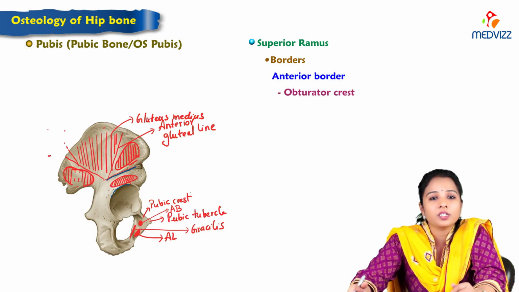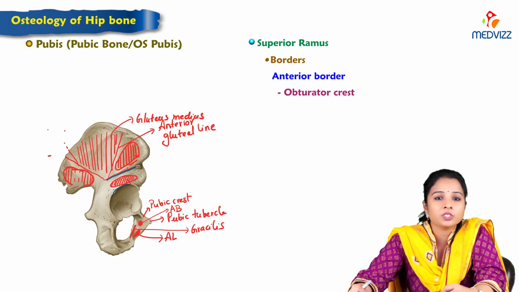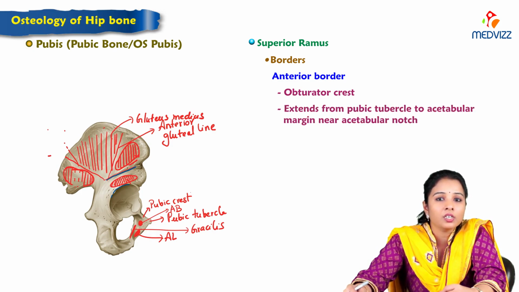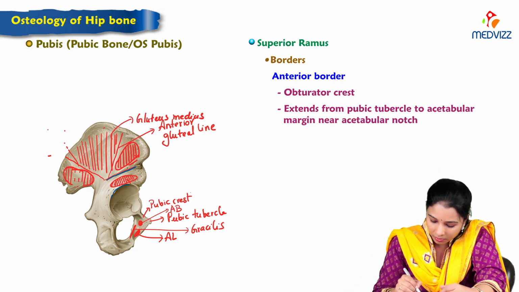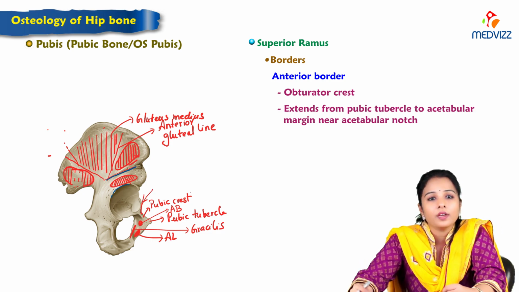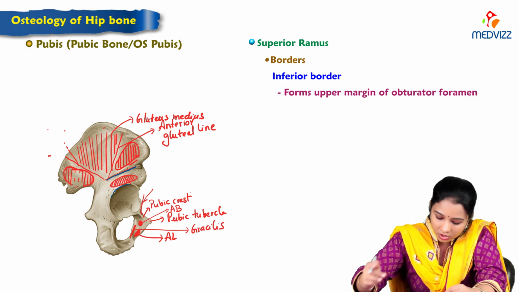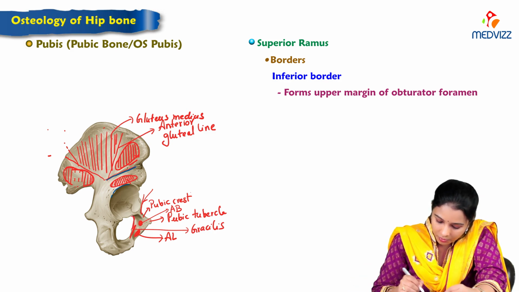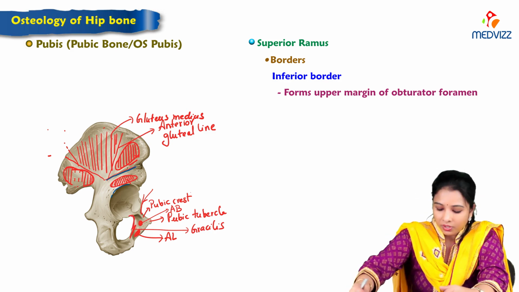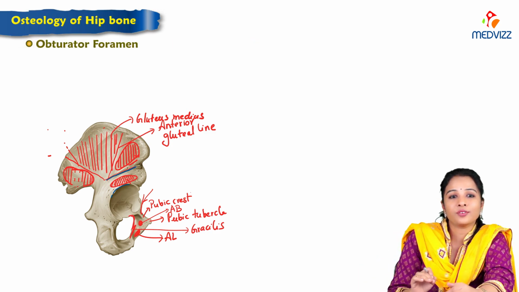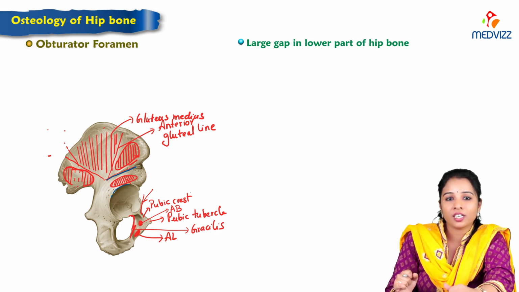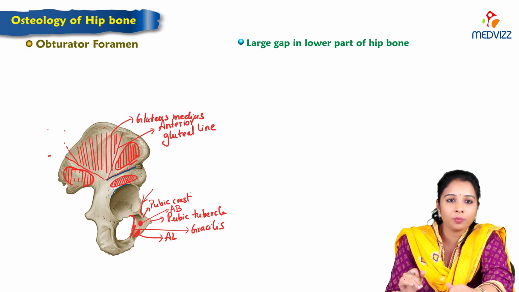Next, about the obturator crest. The obturator crest, which is present along the anterior border, extends from the pubic tubercle to the acetabular margin. So here this part is the obturator crest, and the inferior border of it forms the upper margin of the obturator foramen. So next we shall talk about the obturator foramen, which is a large gap present in the lower part of the hip bone.